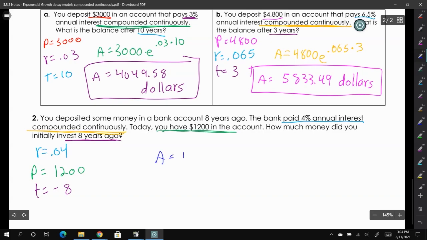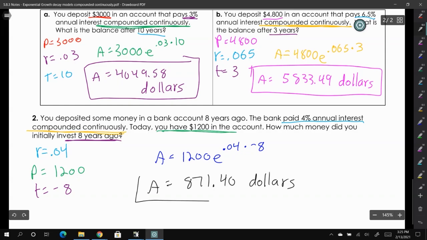So A is equal to 1,200 times E raised to the 0.04 times -8. So type that into your calculator, and you should get $871.40. So that will be your answer.